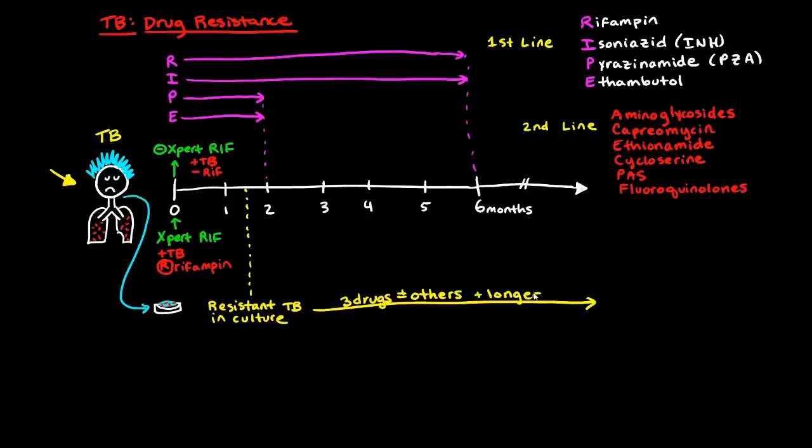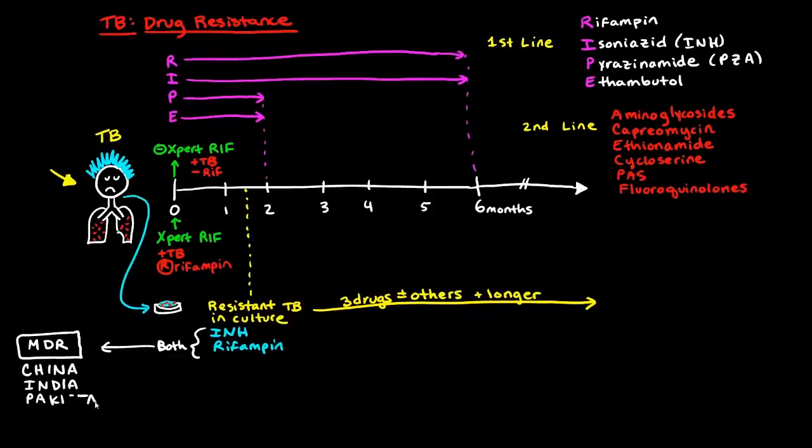All correct. Yes. So if the TB is resistant to both INH and rifampin, the term that is used for that resistance is MDR, which stands for multiple drug resistant TB. And these are becoming increasingly important around the world. It turns out that the countries that have the most MDR isolates are 5 countries in the world, and those include China, India, Pakistan, the Russian Federation countries, and South Africa. So that's only 5 countries, and they have the largest amount of MDR TB.